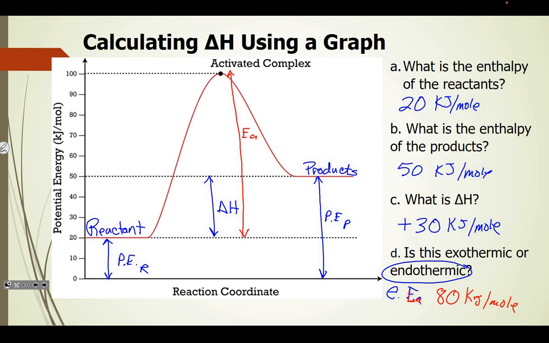Okay, so you need to be able to read that kind of stuff. We also need to be able to make one. The nice thing about making one is they would give you this kind of stuff over here and not give you the graph, and you could draw the graph. So if the potential energy of the reactant is 20, I draw a line at 20. If the activated complex or the activation energy is 80, I go up 80 from there and put a dot, and then I find out where my products are. I can do that by delta H or be given it. Put a line there and just do a curve.